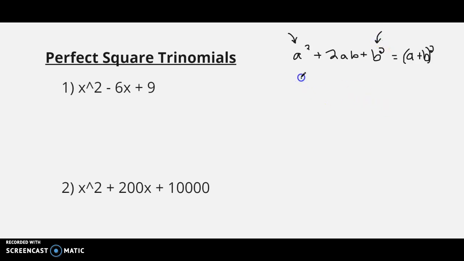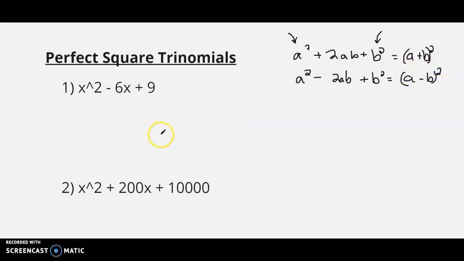Alright, now it is possible that you could have a squared minus 2ab plus b squared, and in that case we're just going to factor it as a minus b quantity squared. So the sign changes pretty much.